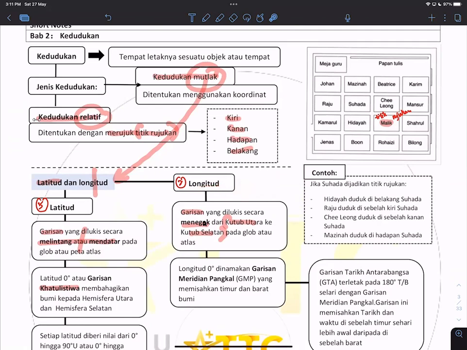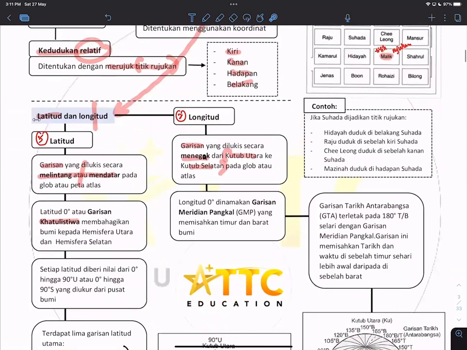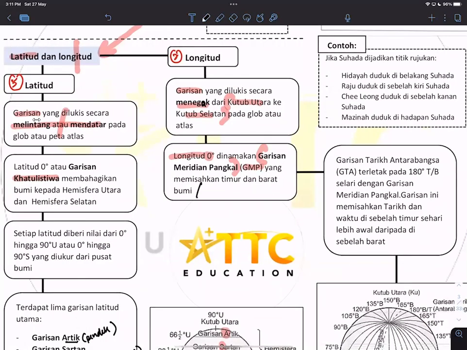But we just have to name 2, which is kosong longitude. Kosong longitude is what we call GMP, garisan meridian pangkal, also known as GMG, which stands for Greenwich. 2 names for the kosong degree longitude. So another opposite one is GTA, what we call garisan tarik antarabangsa. So this is for 180 degree.